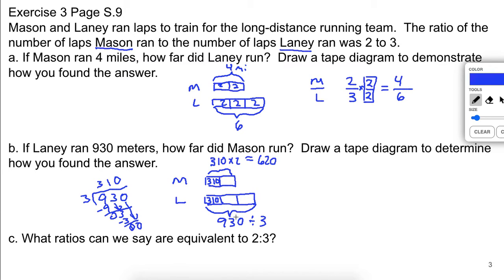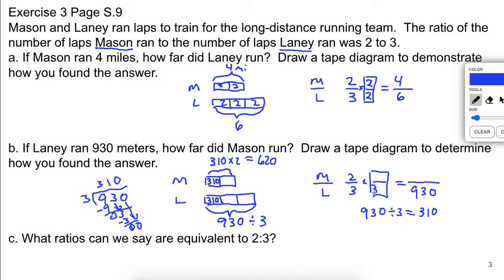You can figure out what the size of it is. And we can use, again, our multiplication method using our giant 1. So again, we have our 2 to 3. We're going to multiply that by some giant 1, which is some number over itself. In this case, we need to get 930 on the bottom. Now, if you didn't know what that was, we would have to take 930 and divide it by 3 to figure out what we times 3 by to get 930. And that is 310. We already figured it out.